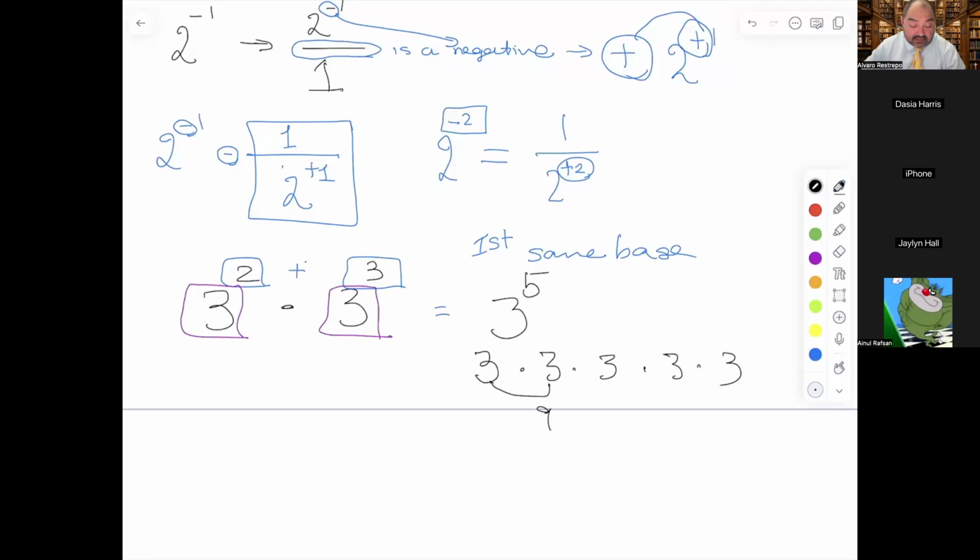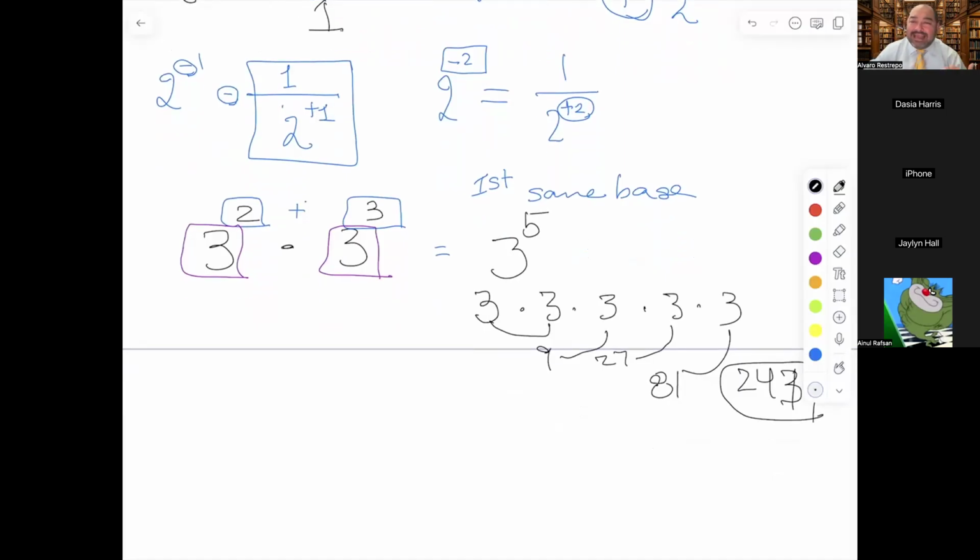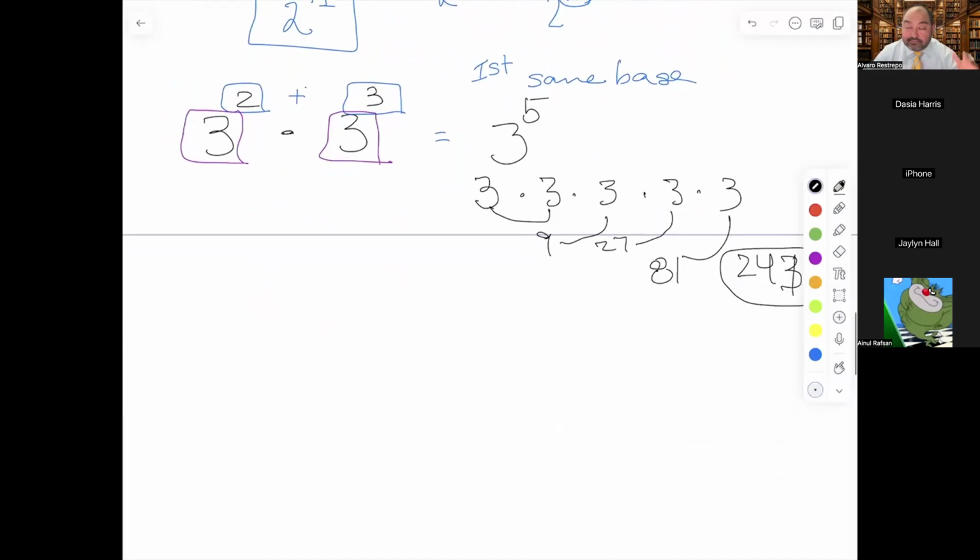3 times 3 is 9. 9 times 3 is 27. 27 times 3 is 81. And then 3 times 81 is 243. Let me see if I'm right: 3 times 3 times 3 times 3 times 3. 243, yeah, right. Okay, good. So if I have the same base, I can add the powers. So that's good. No problemo.